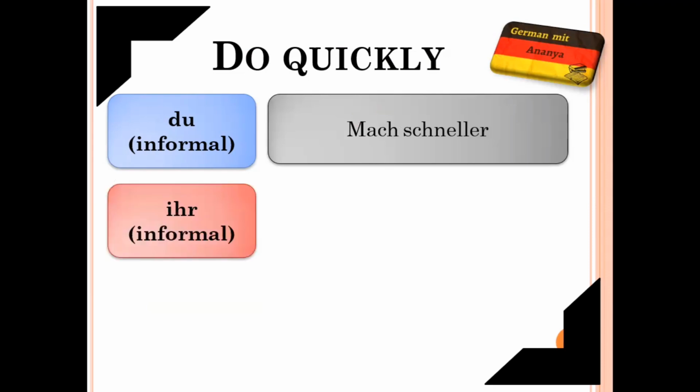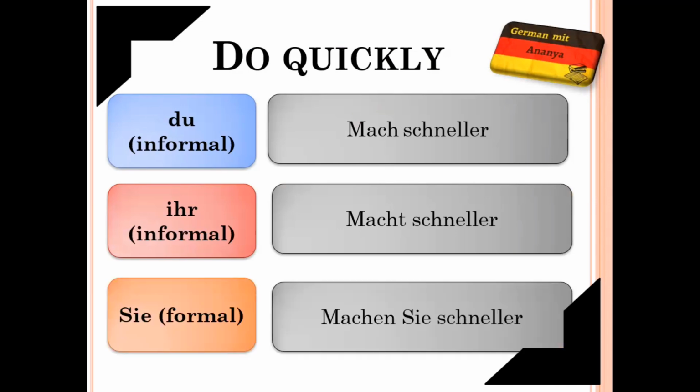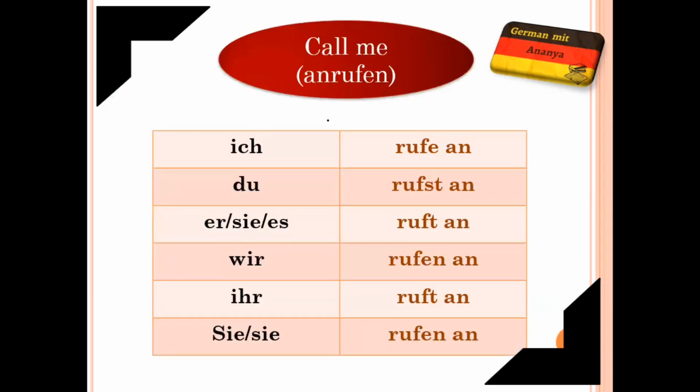Next is ihr. Ihr, it will be the same, macht schneller. With Sie, it will be the same, machen Sie schneller. Do quickly. Next is call me. Okay, so it means anrufen. So with anrufen, my verb conjugation is ich rufe an, du rufst an, er ruft an, wir rufen an, ihr ruft an, sie rufen an.